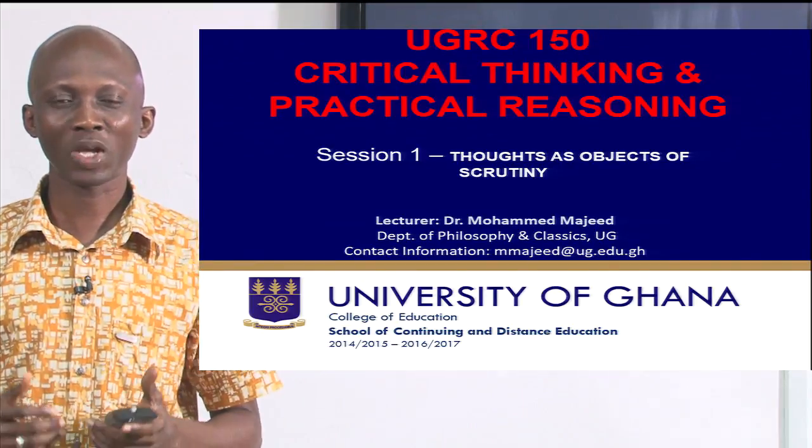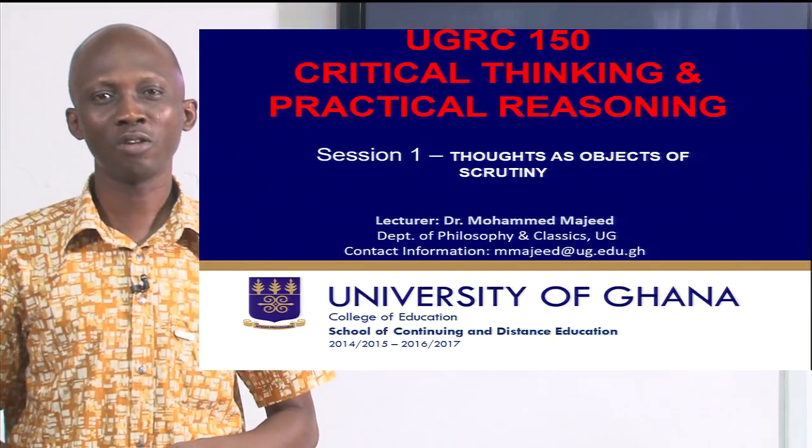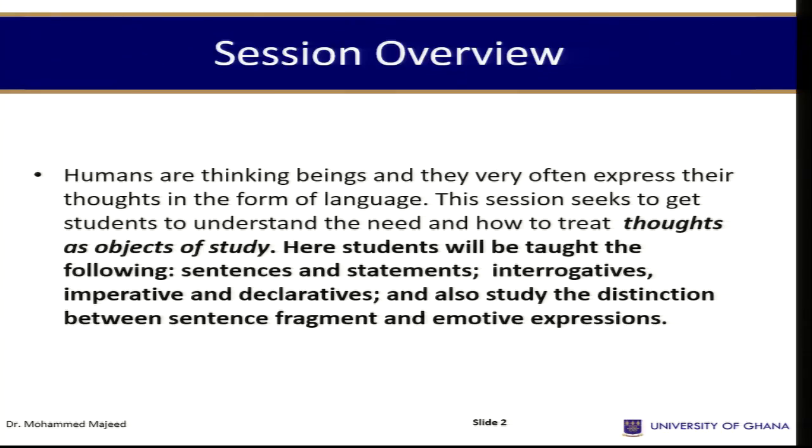So having told you this, I think we are ready to get into the discussion of thoughts as objects of scrutiny. What we need to note is this: as humans, we are thinking beings. But when we think, we express our ideas in the form of language or sentences. But how do we do this? It means that to understand how this is done and how to understand each other, we need to pay attention to certain key items that are to be discussed in this unit. One of them is a sentence, a statement, an interrogative sentence, an imperative, and a declarative sentence. We shall also make mention of emotive expressions and sentence fragments. You will soon see why this should be done.